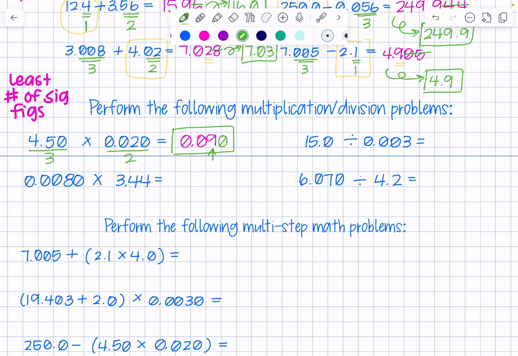All right, the next question, 15.0 divided by 0.003. I get 5,000. 15.0 has 3 sig figs. 0.003 has 1 sig fig. That is 1 significant figure. So that is my answer. Sometimes you don't have to round. Sometimes you do.